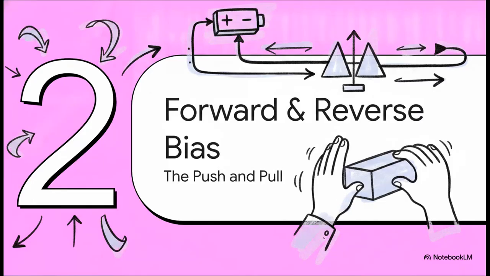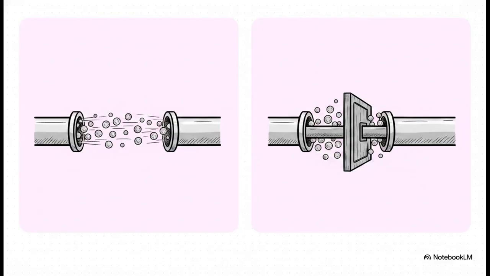Moving on to section 2, forward and reverse bias, the push and pull. To put it simply, biasing is just how we apply a DC voltage across the diode to either open or close our electrical valve. Forward bias imparts enough energy to push electrons right through the junction, effectively turning the valve on. Reverse bias, on the other hand, acts as a total block to prevent current, shutting the valve off.